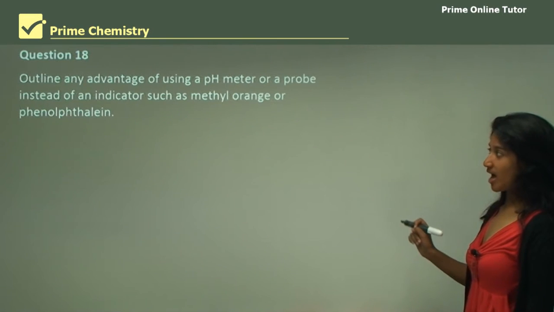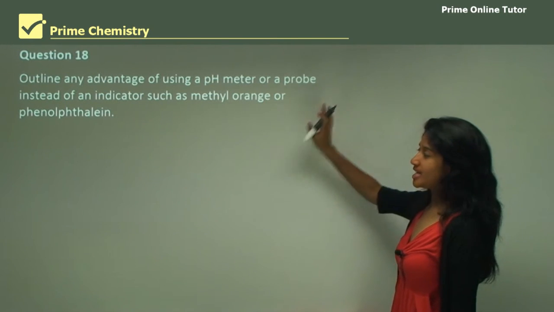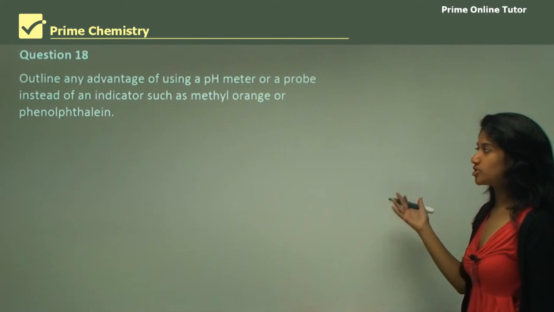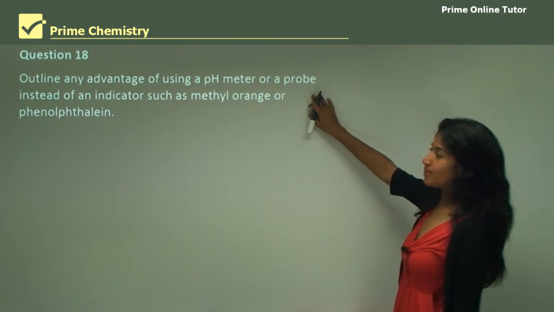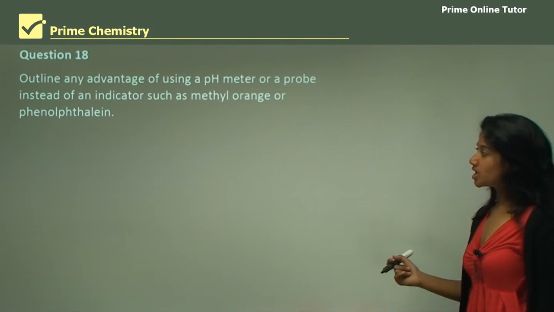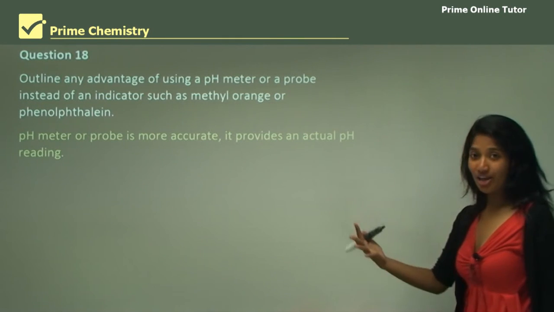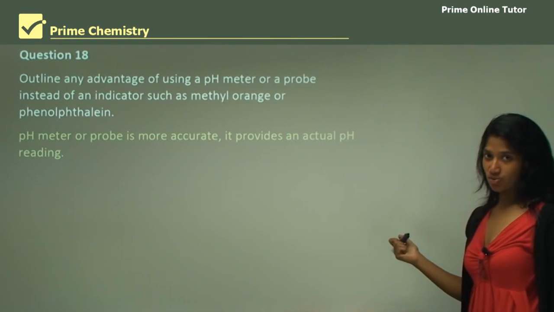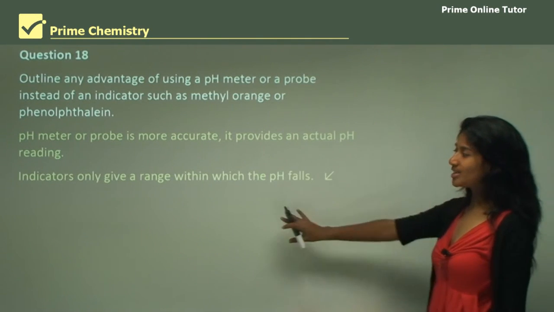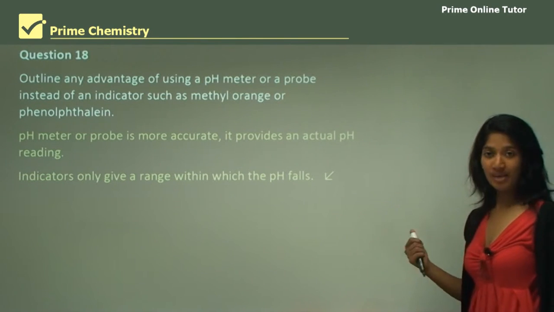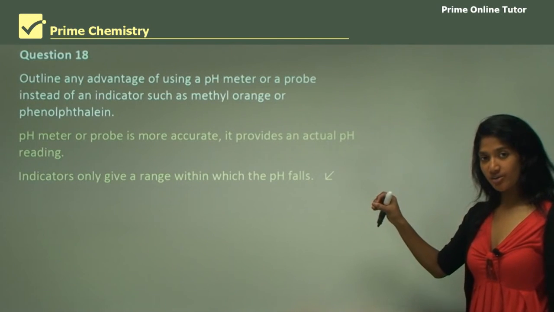Moving to question 18 now, outline any advantage of using a pH meter or a probe instead of an indicator such as methyl orange or phenolphthalein. As you can see, as we went through, a pH meter and a probe would give you a greater accuracy. So you would mention that a pH meter or probe is more accurate. It provides an actual pH reading and gives you a pH reading to 1 decimal place, while indicators only give a range within which the pH falls. So again, this is more accurate and it gives a very specific reading.